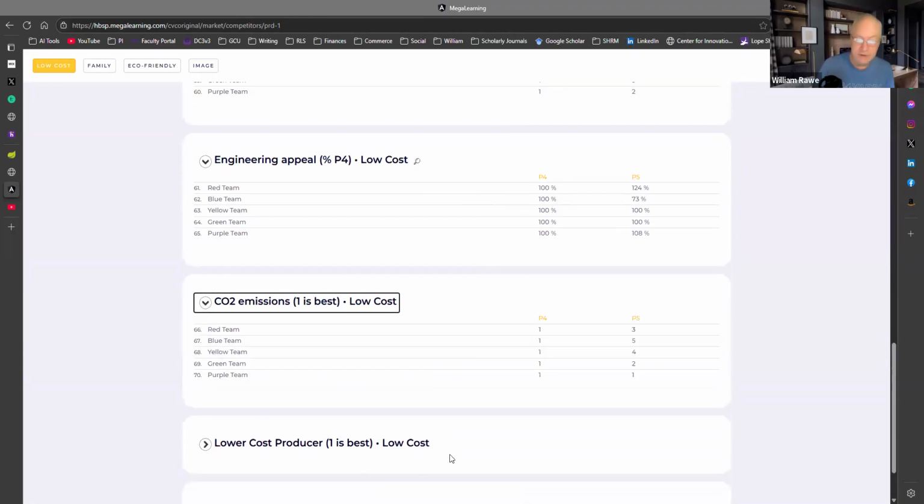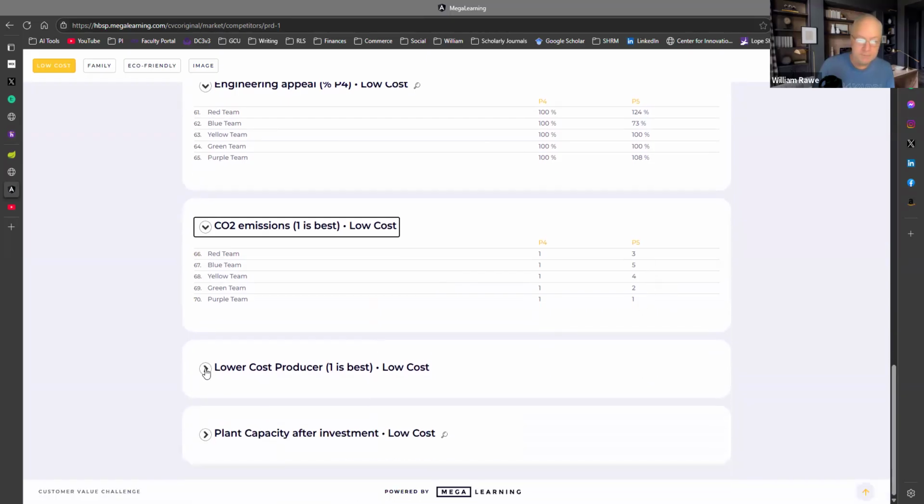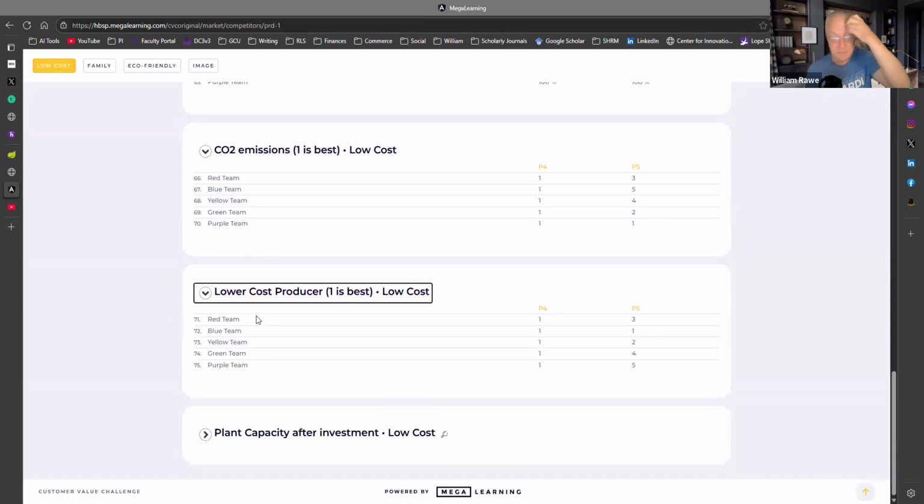CO2 emissions for low cost, purple was best, and then green, red, yellow, and blue. Low cost producer, again, this is a forced ranking. Number one is best. So blue had the lowest cost for producing their cars.